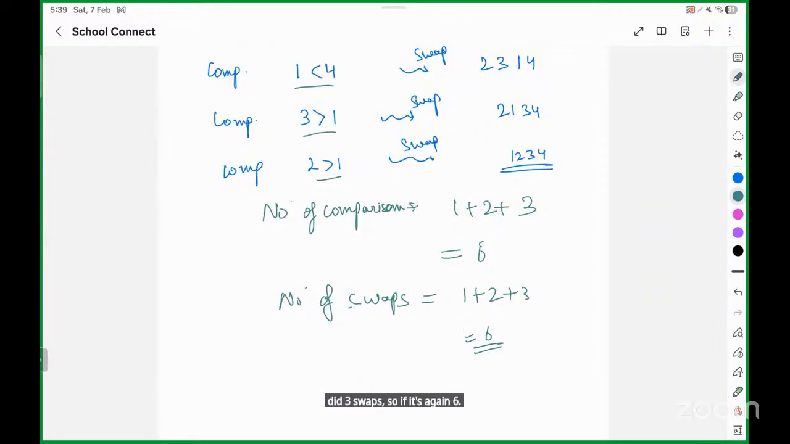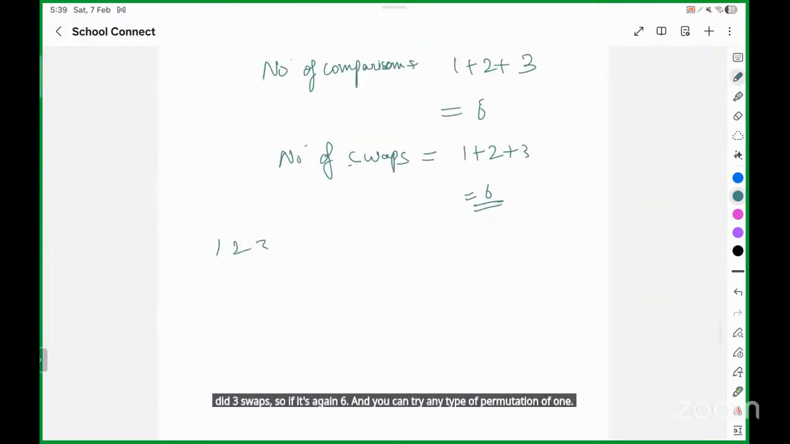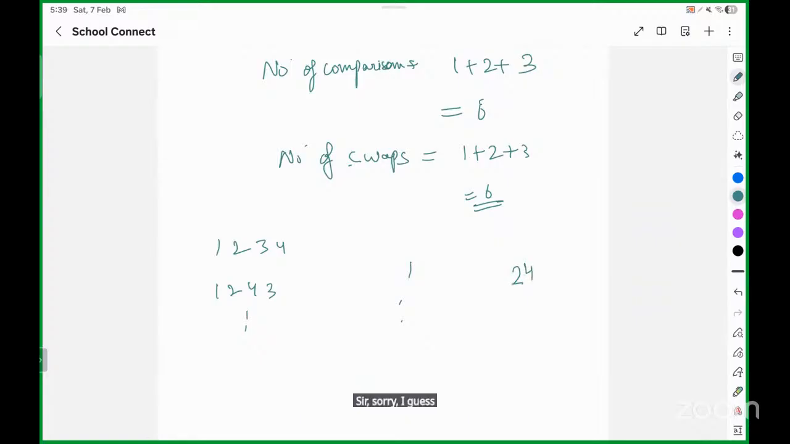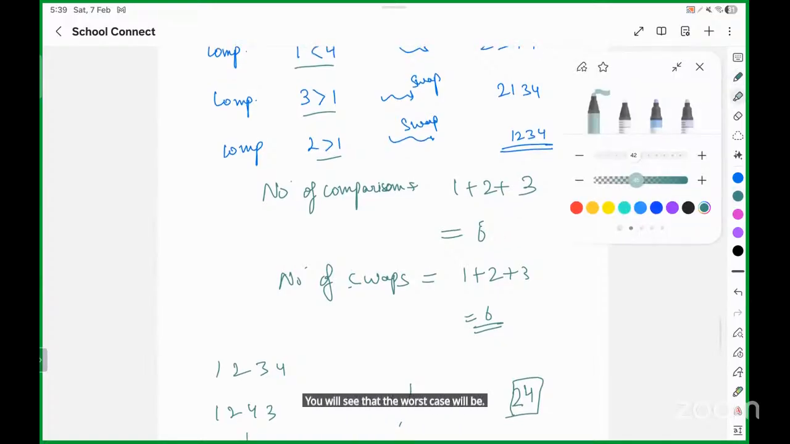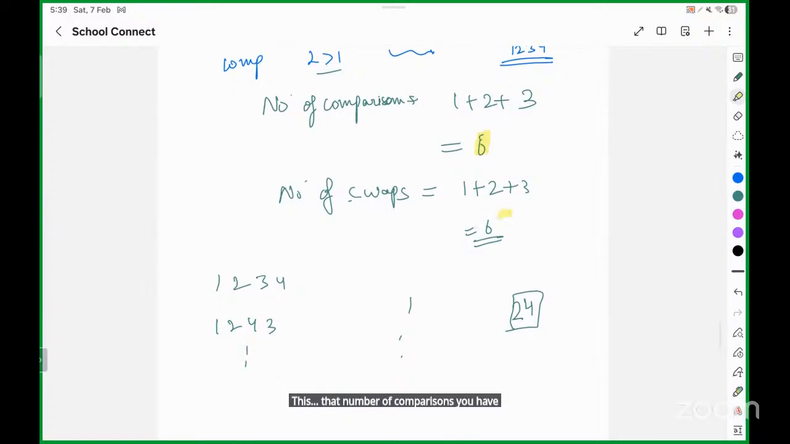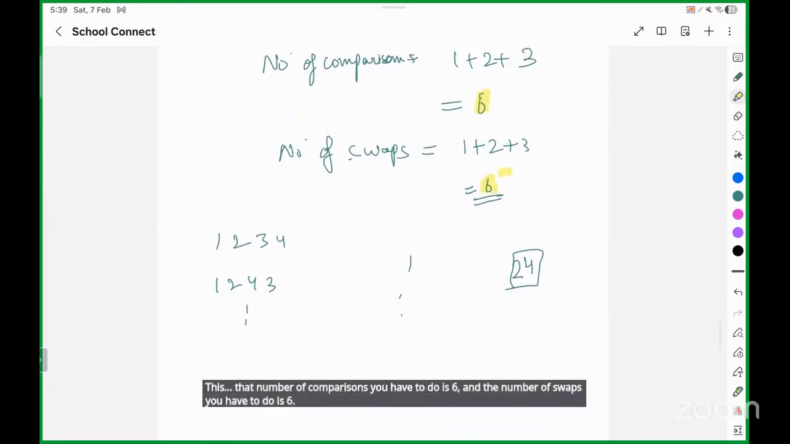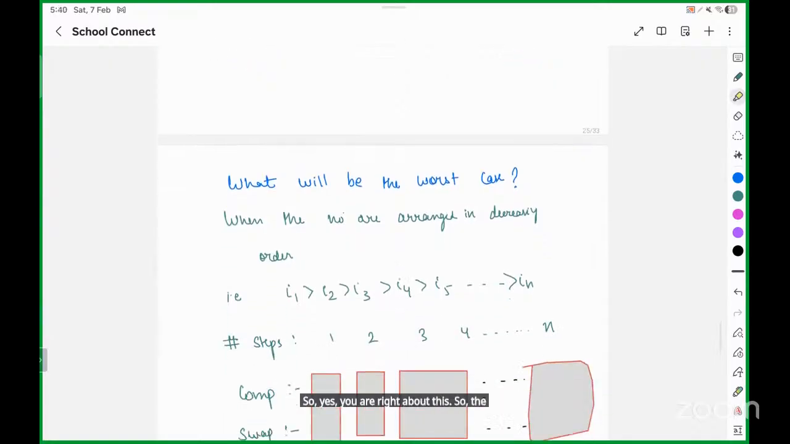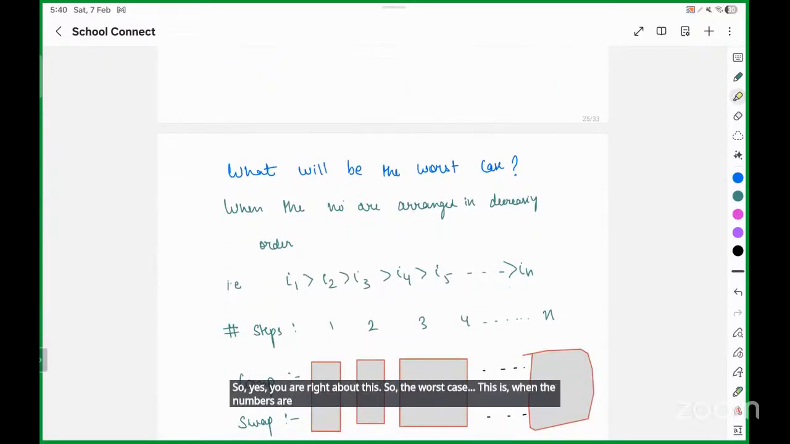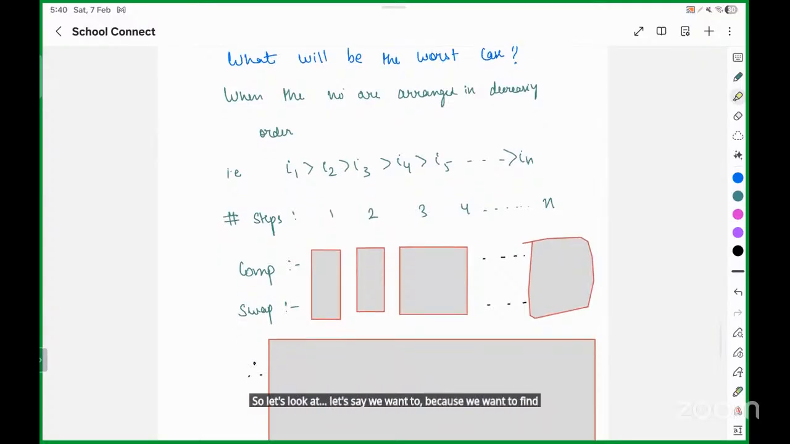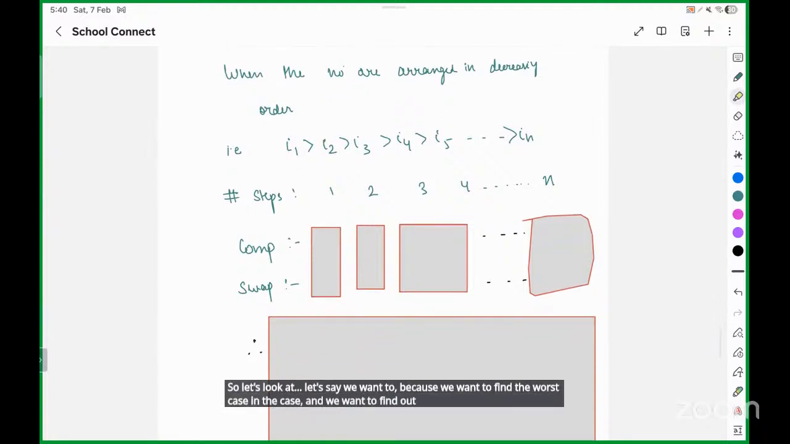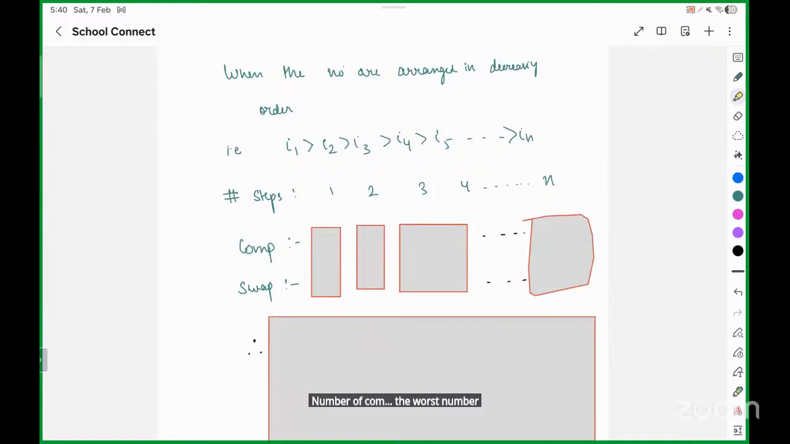And you can try any permutation of 1, 2, 3, 4, like 1, 2, 4, 3, any of the 24 combinations. Sorry, I said 16, but I guess this is 24 combinations. You will see that in the worst case, the number of comparisons you have to do is 6 and the number of swaps is 6. So yes, you are right about this. The worst case is when the numbers are arranged in decreasing order. Because we want to find the worst case, let's find out what the worst number of comparisons will be.